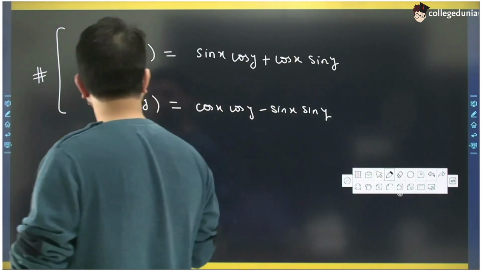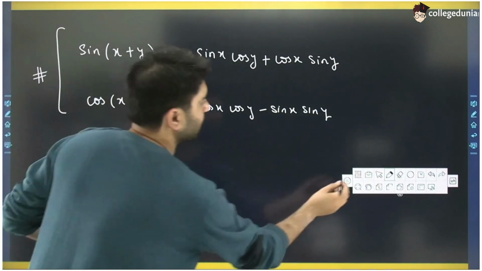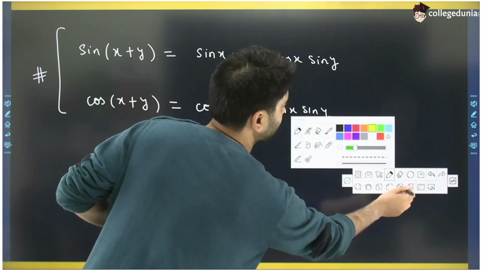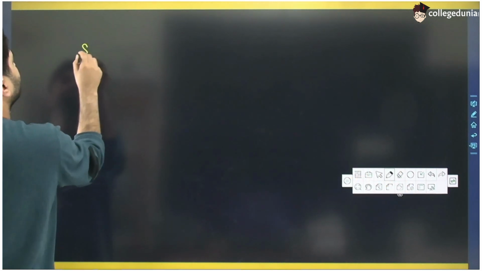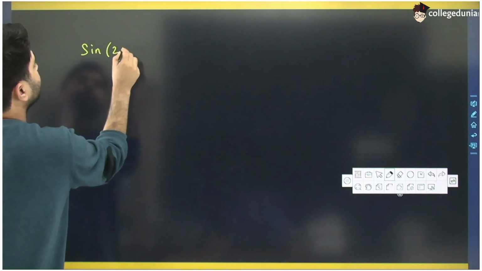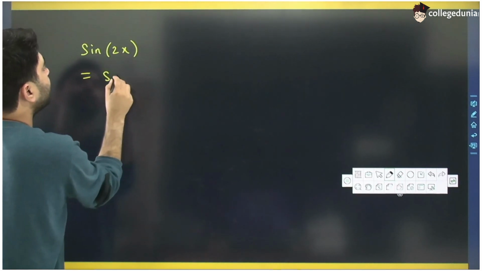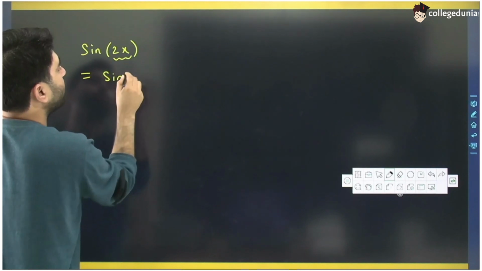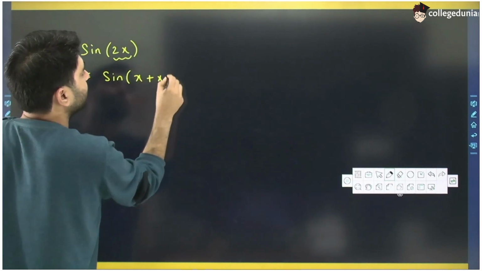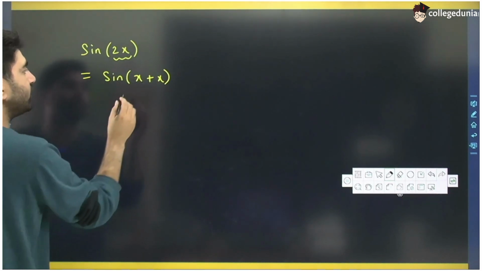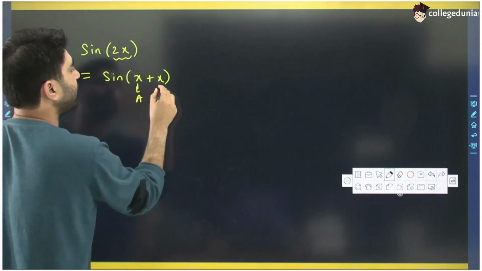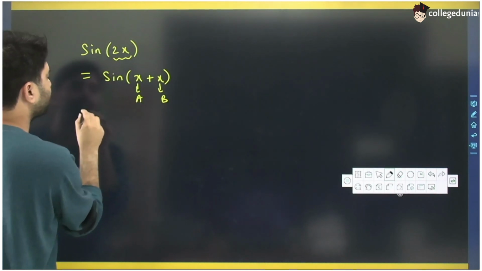Okay, fine. So guys, suppose we want to know the formula for sin 2x. So we can break this angle 2x as x plus x. Now this x will be used as a and this x will be used as b.